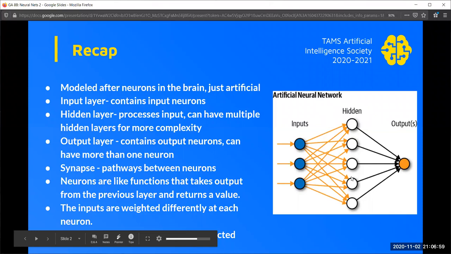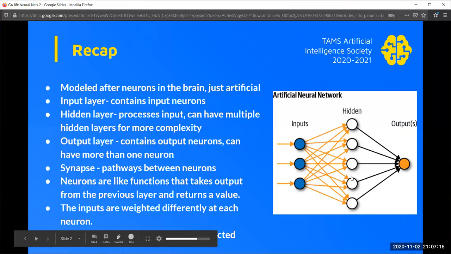You have more than one hidden layer for more complexity, and your output layer has output neurons. It just spits out the output, right? Synapses are the pathways between neurons, similar to synapses between your brain cells.